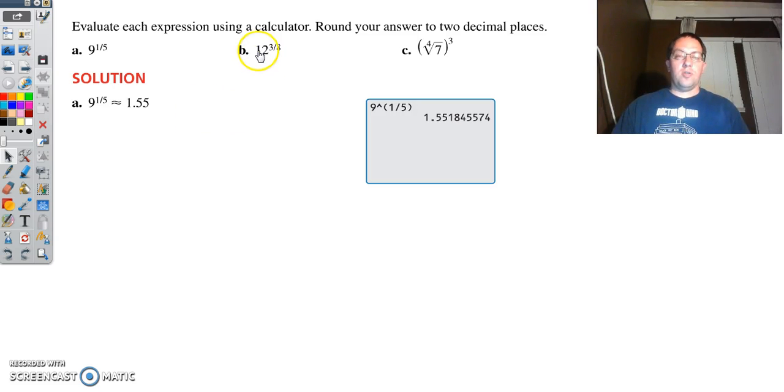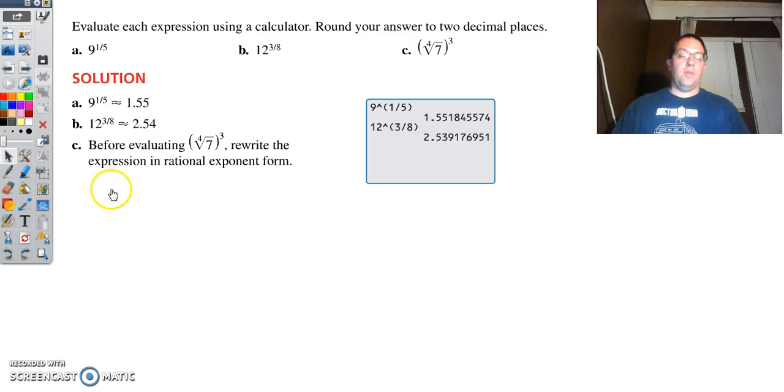And you just enter them just like this. All right? So 12 to the 3/8, we're actually going to enter that into the calculator just like that. 12 rooftop 3/8. So it rounds to 2 decimal places, 2.54.